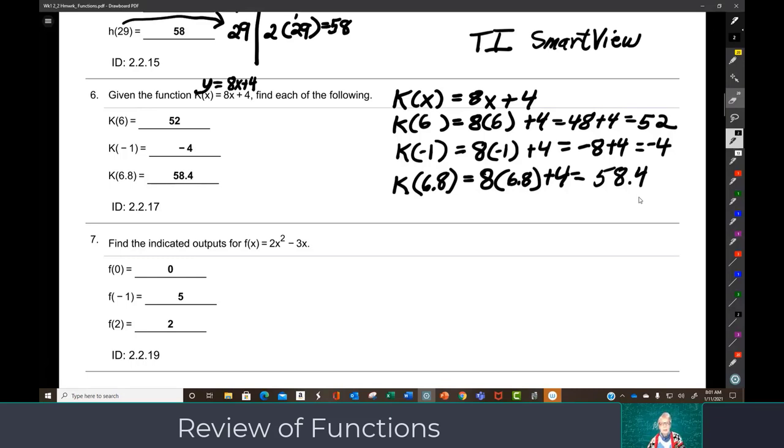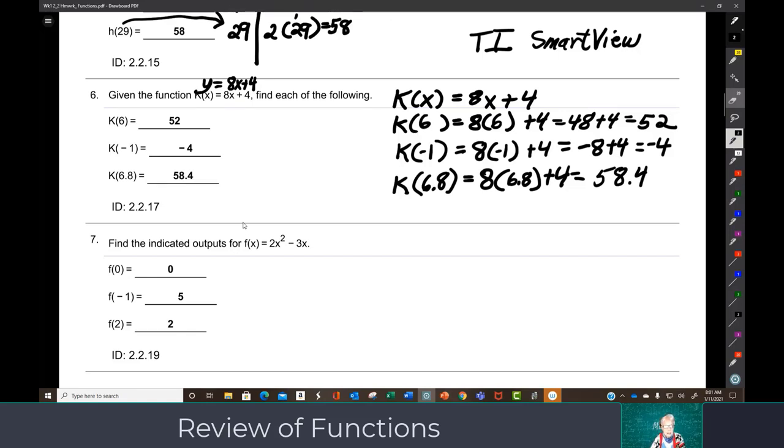Okay, this is just a new way of making an X and Y table. Does exactly the same thing. Notice that this is not K times 6. This is code. Everything you do in math is a code for something else. And what this is a code for is put 6 in for X and calculate the answer. And the answer is going to be Y.